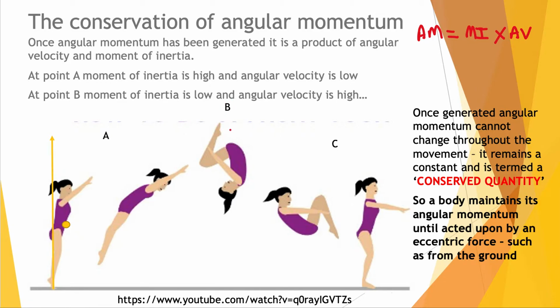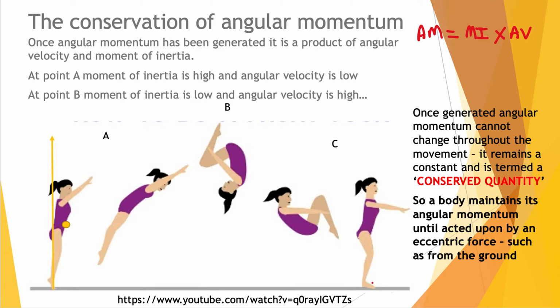At B, moment of inertia is low due to the tuck position. And if moment of inertia is low, then angular velocity must increase. It must go up in order to maintain angular momentum. So once it's generated, angular momentum cannot change throughout the movement.